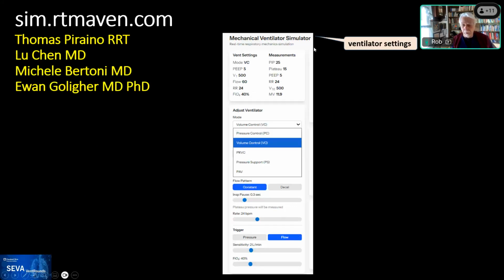If you look a little bit more closely at the ventilator settings section, you can see that these are the vent settings, these are the measurements, and I like the way he's distinguished between settings and measurements. These are the different modes. You can get volume control, pressure control. These are basically CMV modes. PRVC, that's a CMV mode, pressure support, and PAV. So these are 2 CSV modes. So it's pretty impressive that he's actually programmed PAV in here. This is a lot of mathematical work behind the scenes.